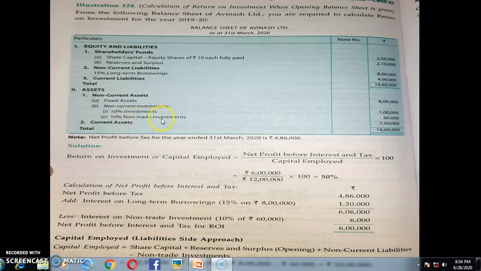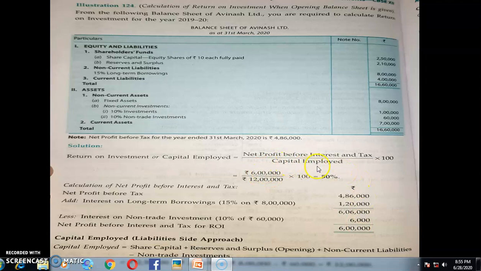How much is the amount of non-trade investment? It's 60,000. So 60,000 into the rate of interest, which is 10%, will give you 6,000. You have to subtract that amount and you will get 6 lakhs as your net profit before interest and tax. Okay, so that 6 lakh you can write here.